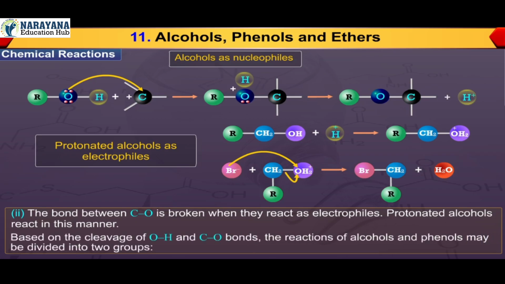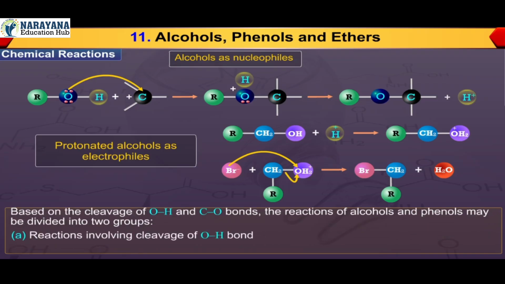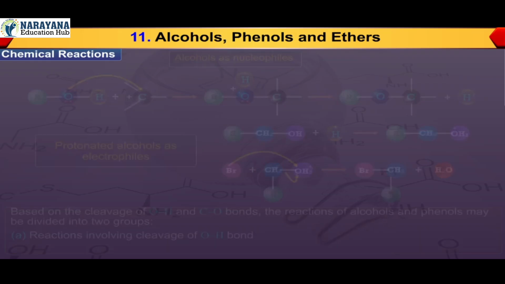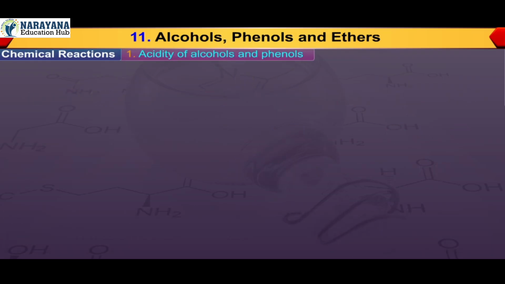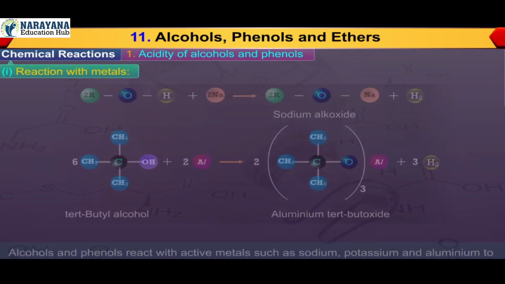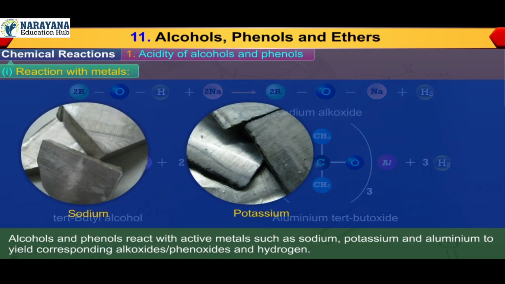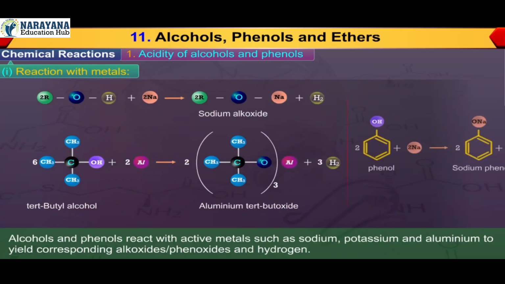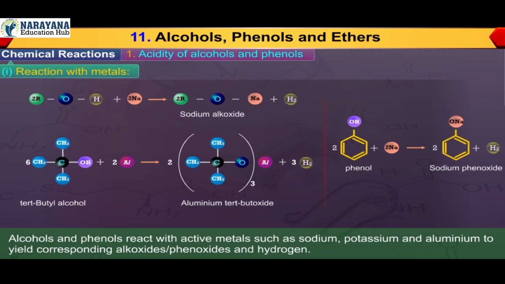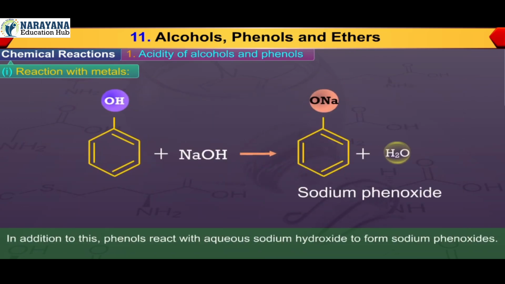Based on the cleavage of O-H and C-O bonds, the reactions of alcohols and phenols may be divided into two groups. A. Reactions involving cleavage of O-H bond. Number 1. Acidity of alcohols and phenols. Reaction with metals. Alcohols and phenols react with active metals such as sodium, potassium, and aluminium to yield corresponding alkoxides or phenoxides and hydrogen. In addition to this, phenols react with aqueous sodium hydroxide to form sodium phenoxides.